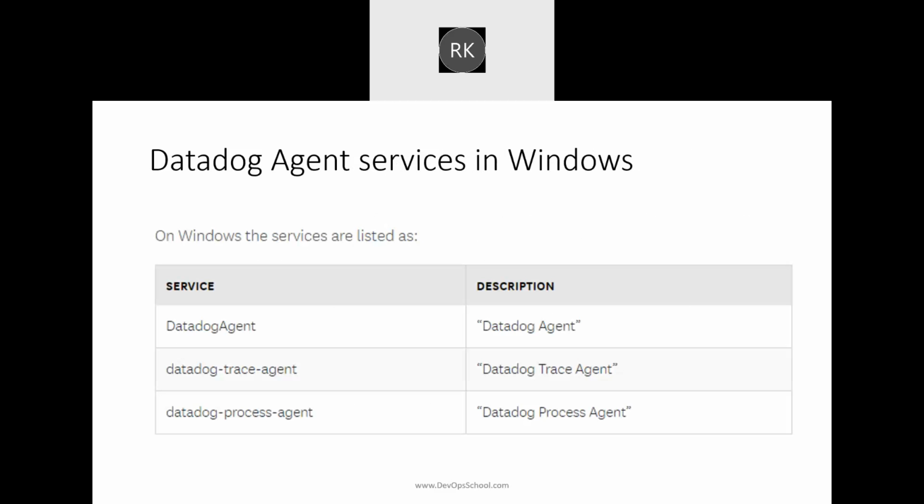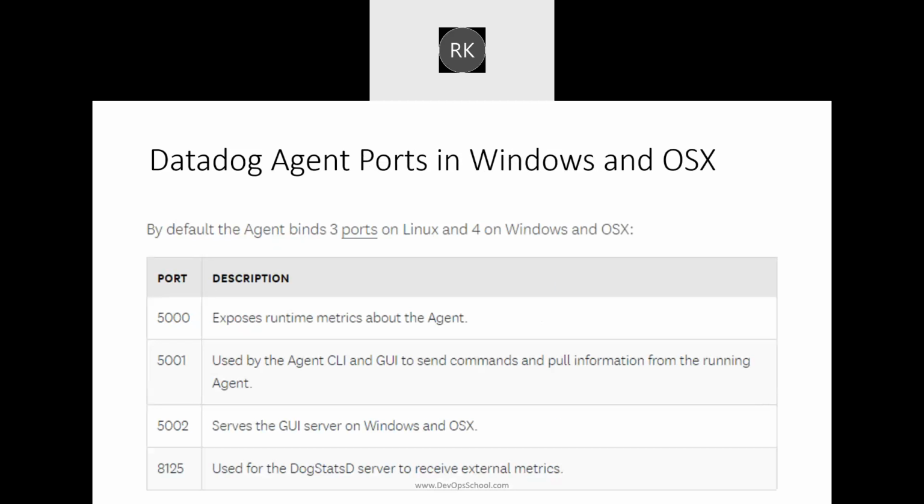Now, when you install the agent on Windows, which services may you see? When you go to the services, these are the services you'll see for the agent. You have a Datadog agent, then a trace agent, then a process agent. So these are the three agents you will see.